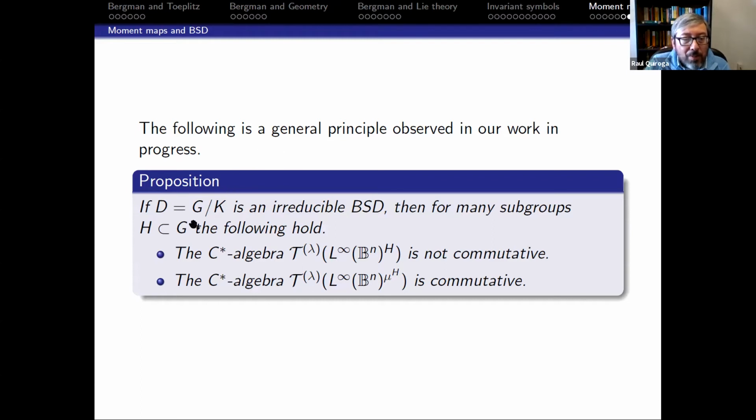We have seen the following behavior. If you take an irreducible bounded symmetric domain, there are many subgroups H in G, so that if you consider H invariant symbols, the C-star algebra is not commutative. But if you take moment map functions, this is commutative. So there is something special going on here when using these moment map functions. I'm a bit over my time, but this is all I had to say.